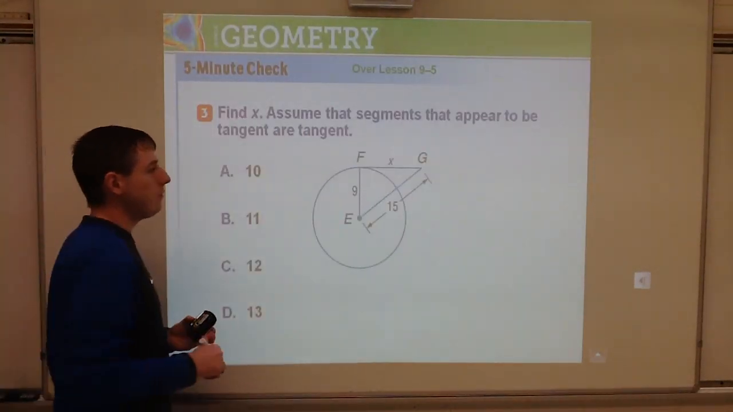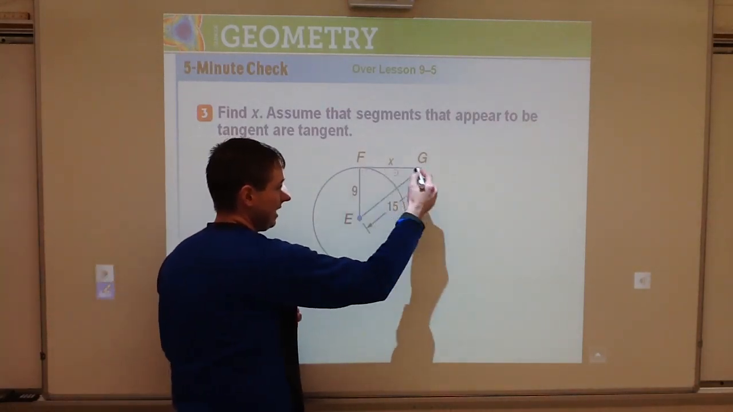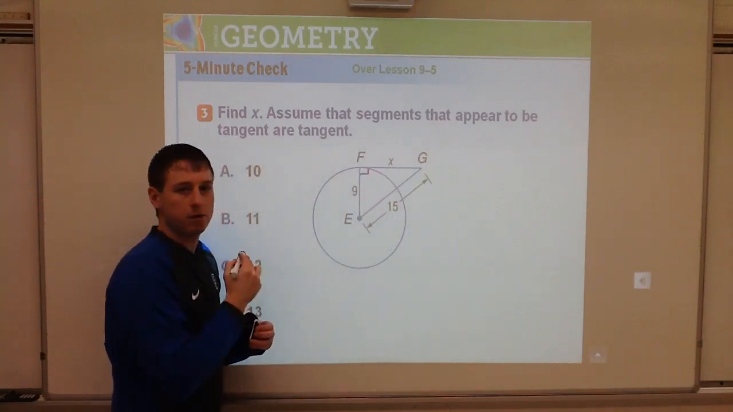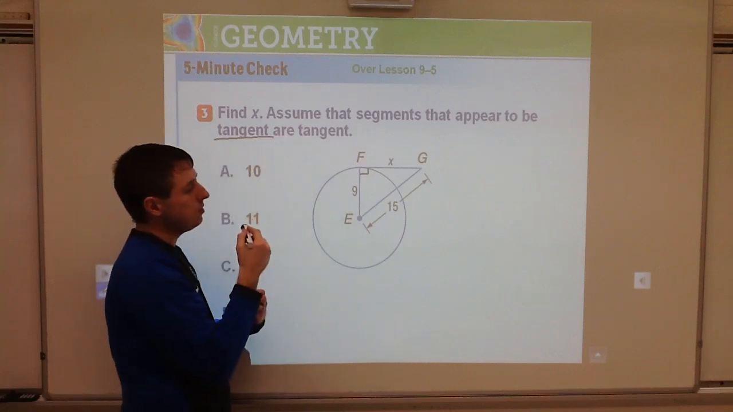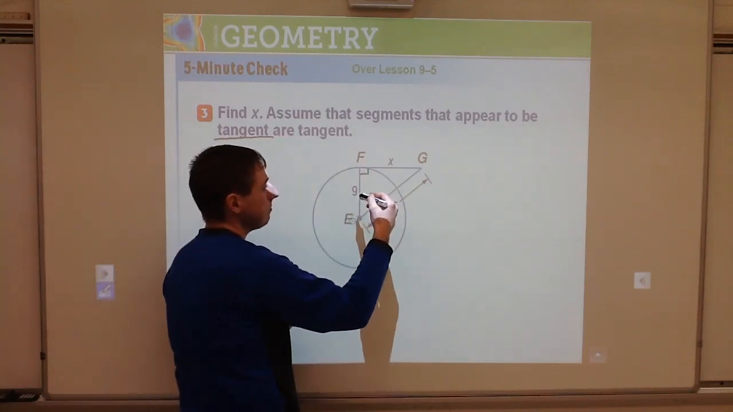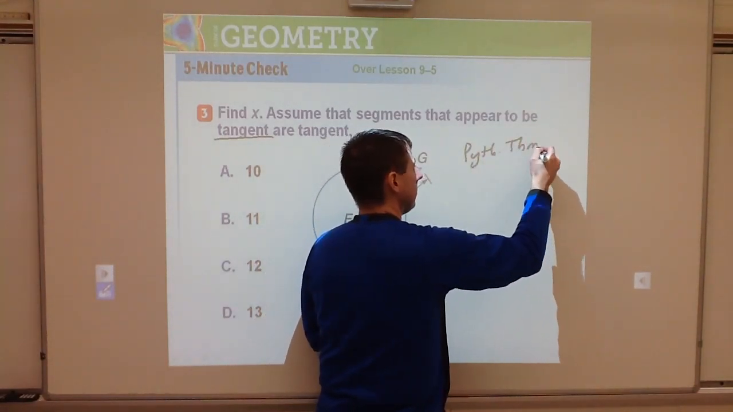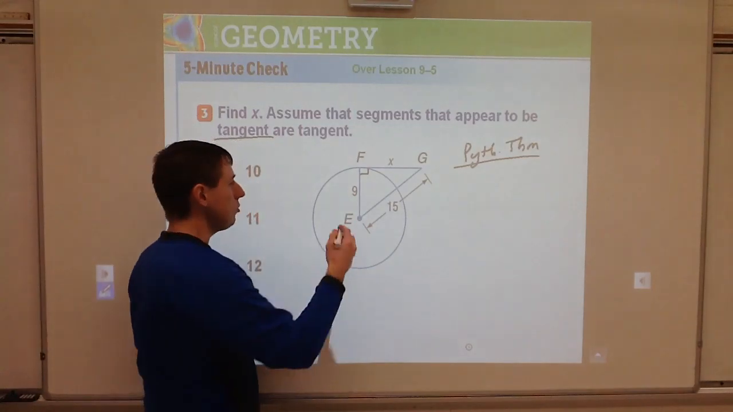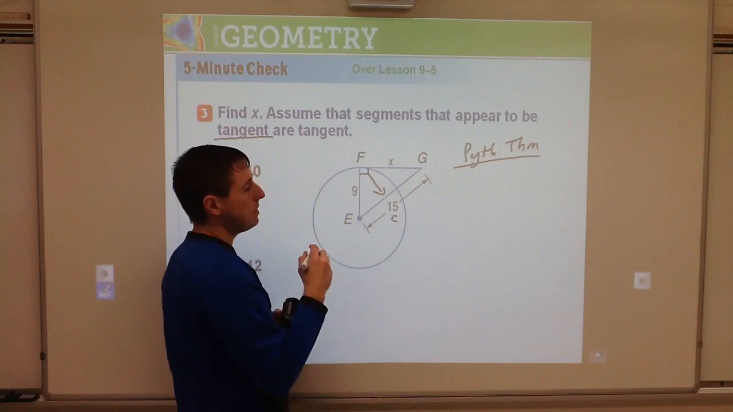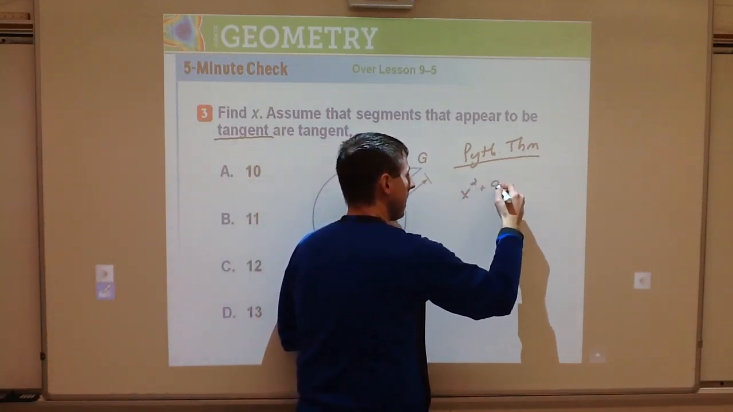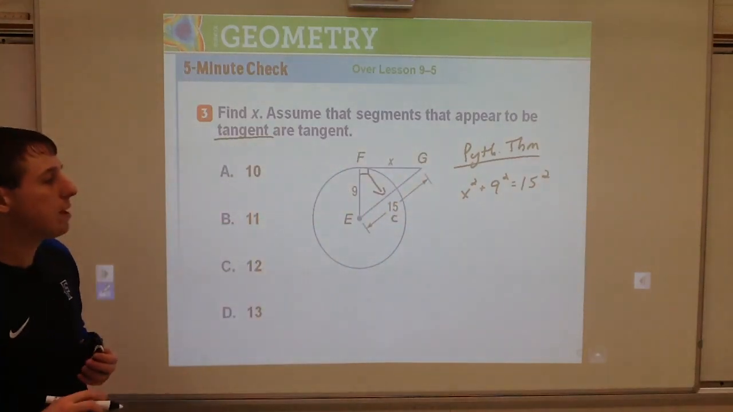Over lesson 9.5, we had some questions like this. Now, if you guys remember, a radius and a tangent need to make a right angle together. So if that's a right angle, that tells us that the line is tangent to the circle. So if that is tangent, then they want us to use the Pythagorean theorem on a picture like this. So remember, opposite the right angle, that's going to be my C. The other two are my A and my B. So x and 9 will go on the left side of the equal sign, and then 15 will be my C on the right side.